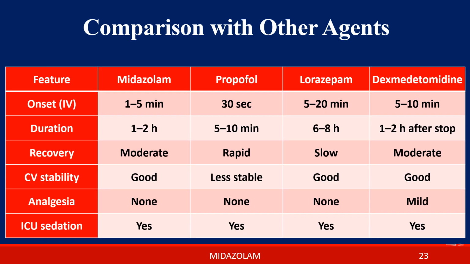Comparison of midazolam with other agents. 1. Onset, IV. Midazolam, 1 to 5 minutes, propofol, 30 seconds, lorazepam, 5 to 20 minutes, dexmedetomidine, 5 to 10 minutes. 2. Duration. Midazolam, 1 to 2 hours, propofol, 5 to 10 minutes, lorazepam, 6 to 8 hours, dexmedetomidine, 1 to 2 hours after stop. 3. Recovery. Midazolam, moderate, propofol, rapid, lorazepam, slow, dexmedetomidine, moderate.